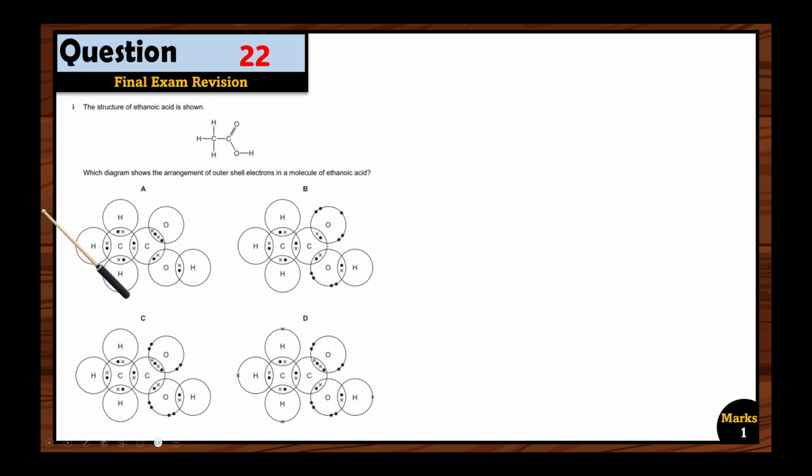Question number 22. Again, the structure of ethanoic acid is shown. Which diagram shows the arrangement of outer shell electrons in a molecule of ethanoic acid? Let's see, carbon is making 3 bonds with the hydrogen. So if you see here, hydrogen should have no electron outside in the shell here. It has only 1 electron that will be shared here, so it should not have any lone pair or any lone electron in its shell. Can you see here? No.